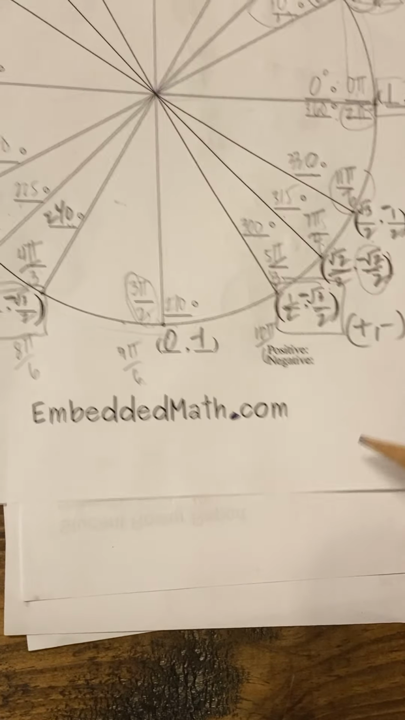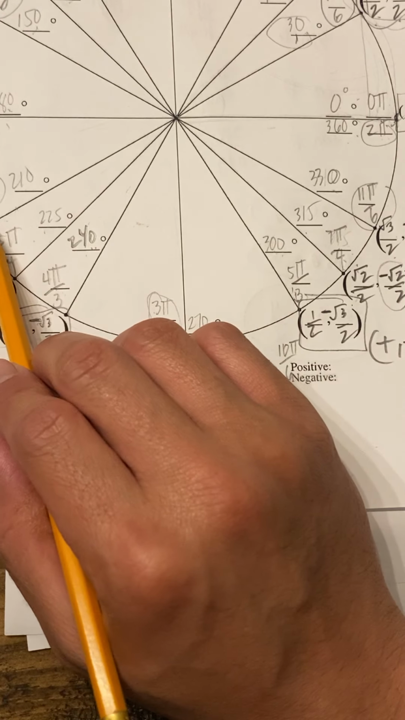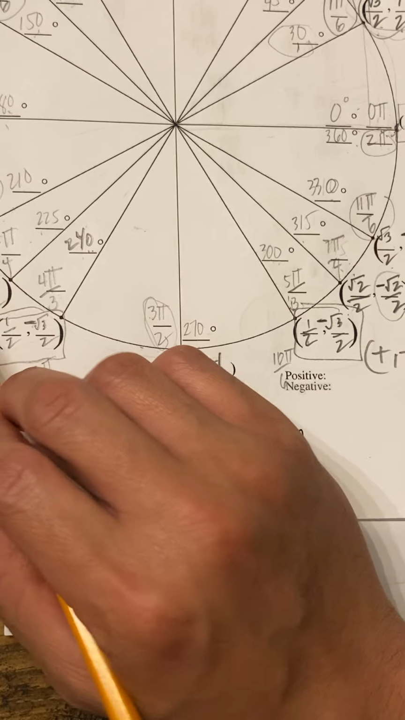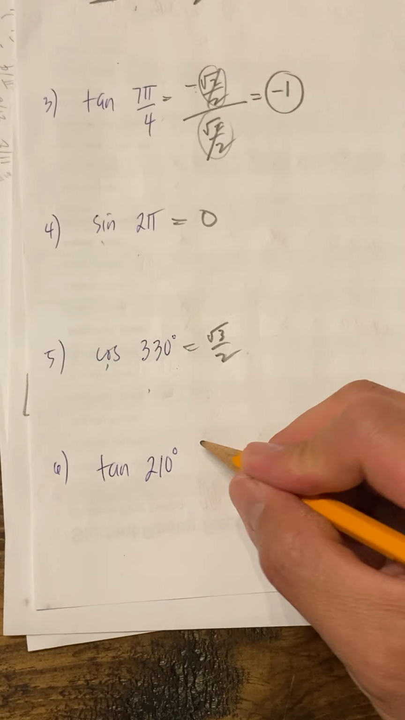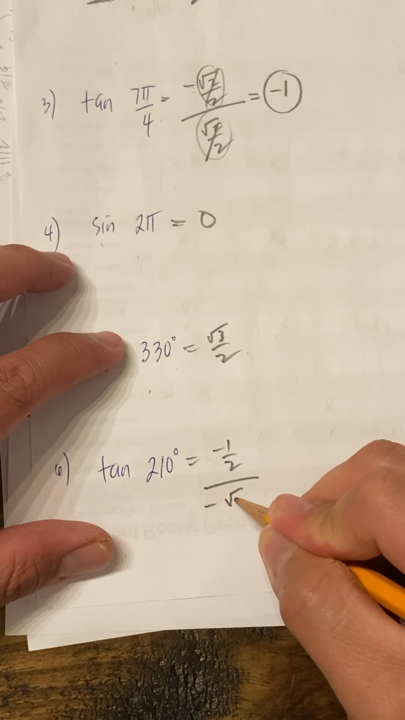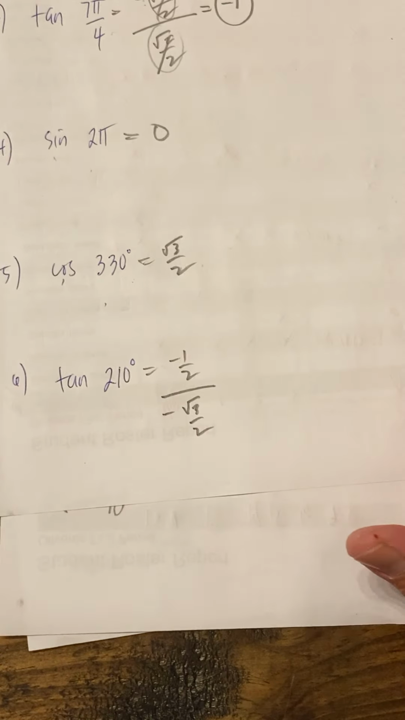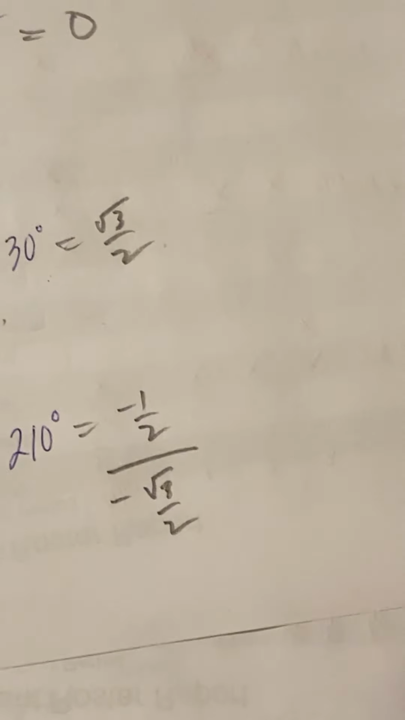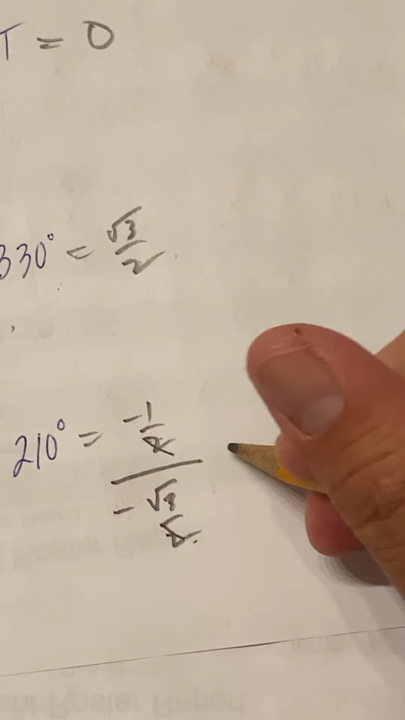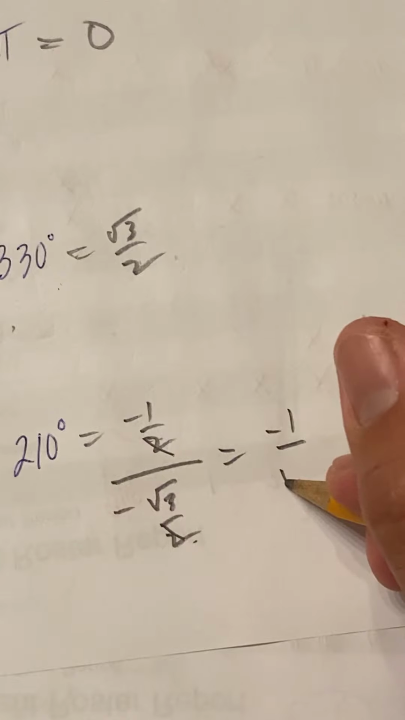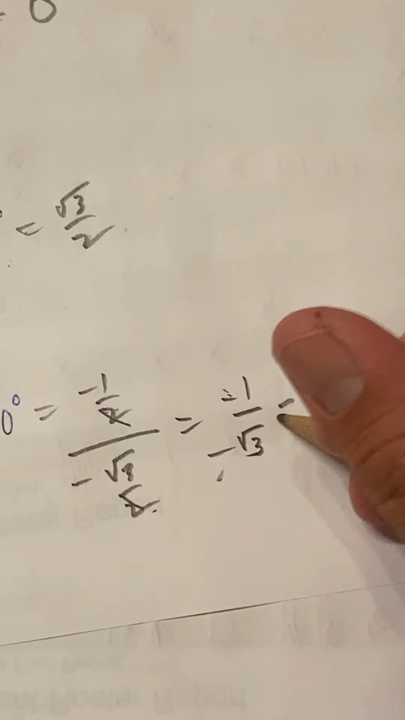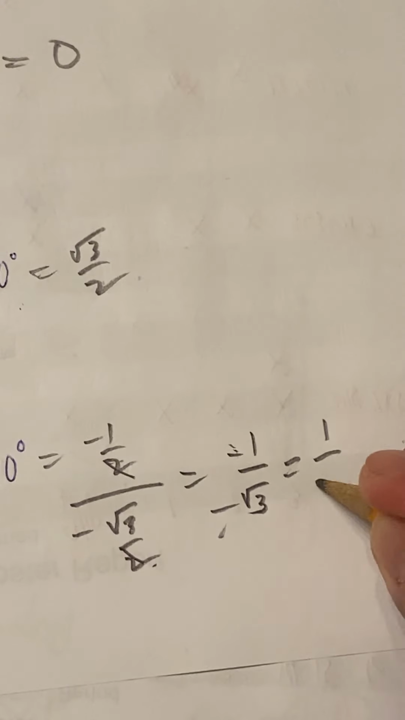And tangent 210. 210 is right there. 7 pi over 6 is y over x. So this will be negative 1/2 over negative square root of 3 over 2. Now, please focus here. It's basic algebra. First, both of the denominators are 2. I can cancel it. So I end up with negative 1 over negative square root of 3. Negative divided by negative is positive. So it's going to be 1 over square root of 3.